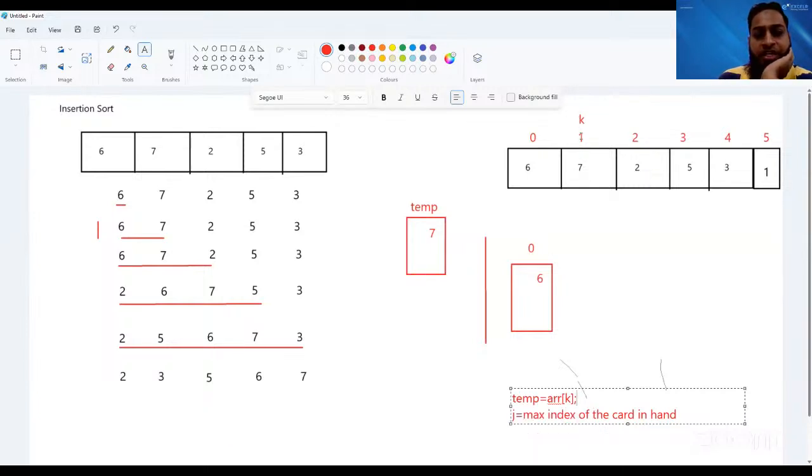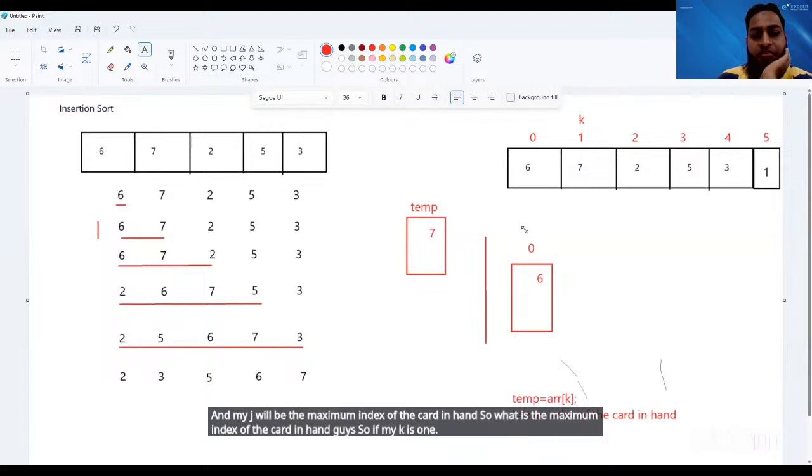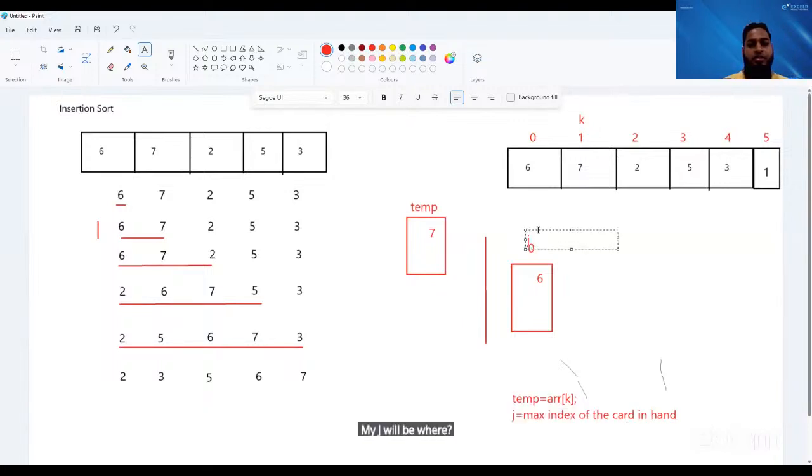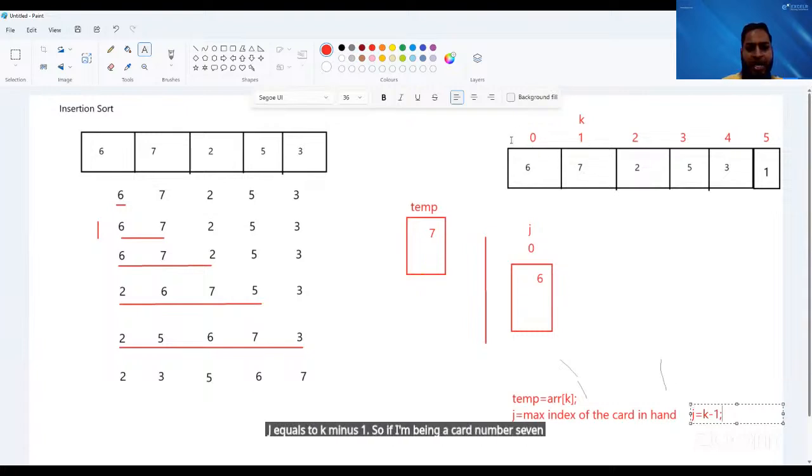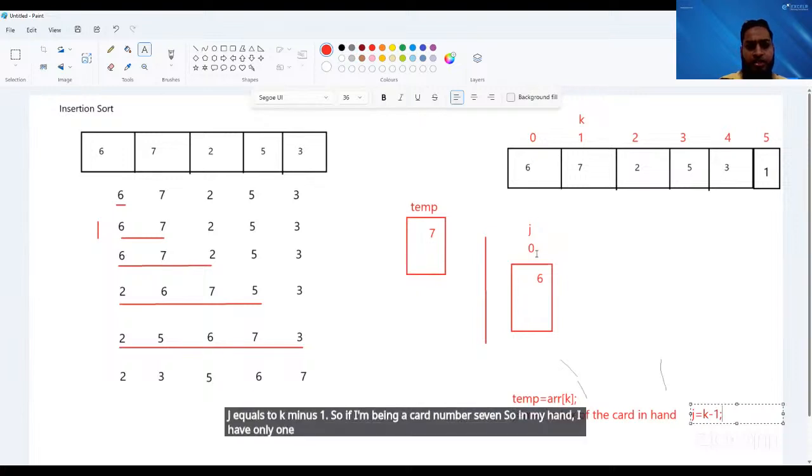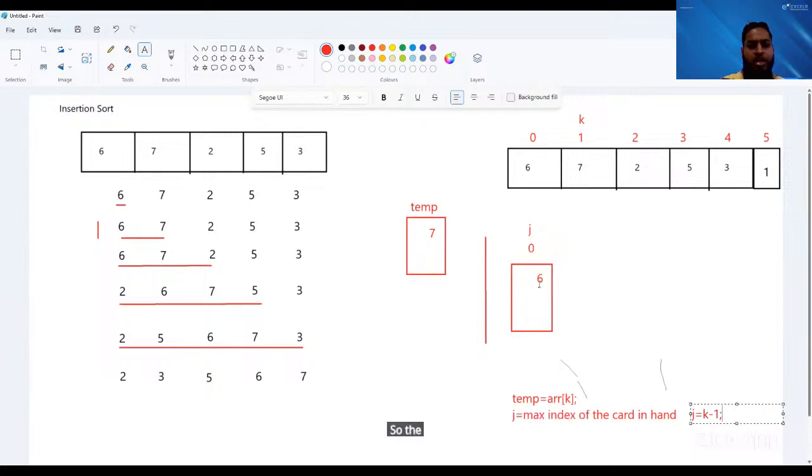So if my K is 1, my J will be where? So I have picked only one card, right? So my J will be at 0 index. So I will write J equals K minus 1. So if I'm picking up card number 7, in my hand I have only one card, which is 6. So the index of the card in hand is 0. So J will be K minus 1.